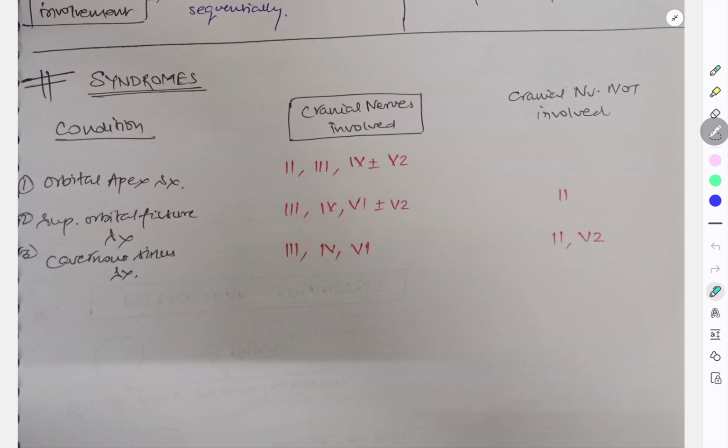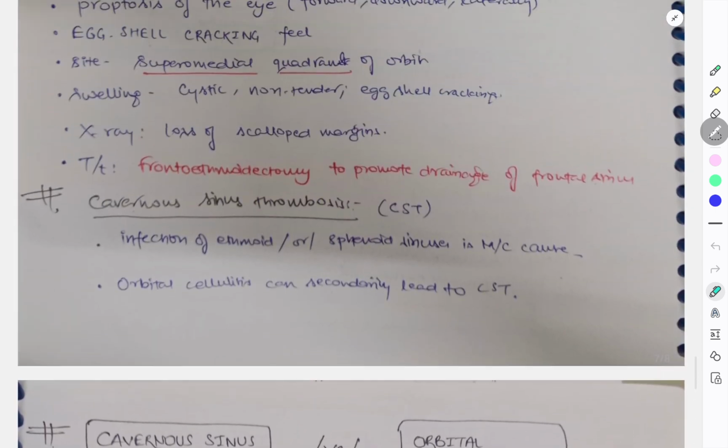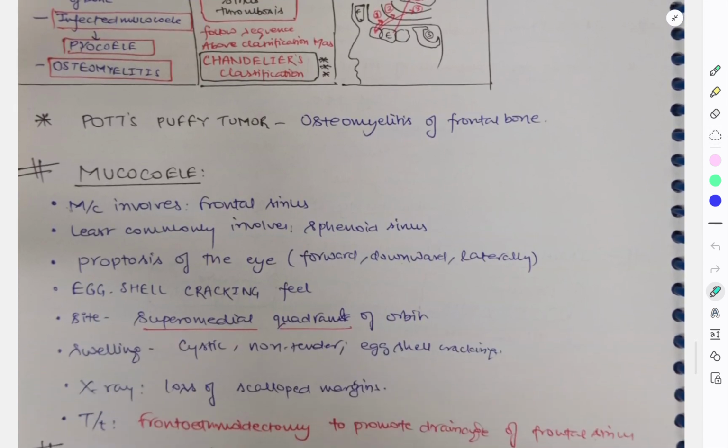So these are some syndromes: orbital apex syndrome, superior orbital fissure syndrome, and cavernous sinus syndrome. You have to know which cranial nerve is involved and which cranial nerve is not involved. So this completes our complications of sinusitis.